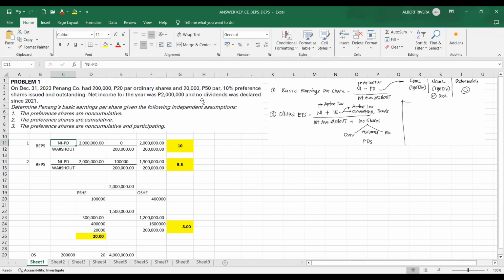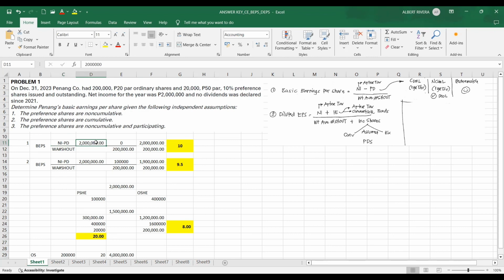The income tax rate is intended for the computation of the diluted earnings per share. Unless otherwise stated that it is net income before tax, that's the time you need to convert it to after-tax. So here, no tax rate was given, so this is assumed to be an after-tax item.